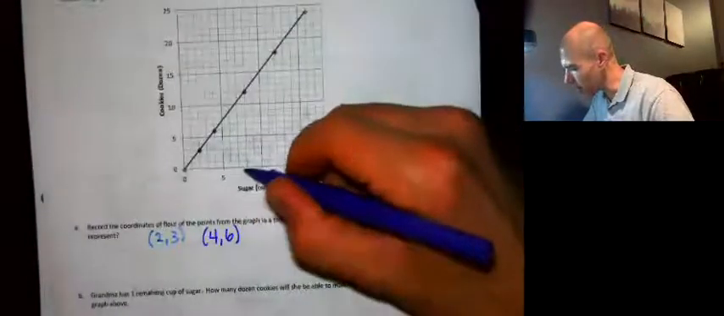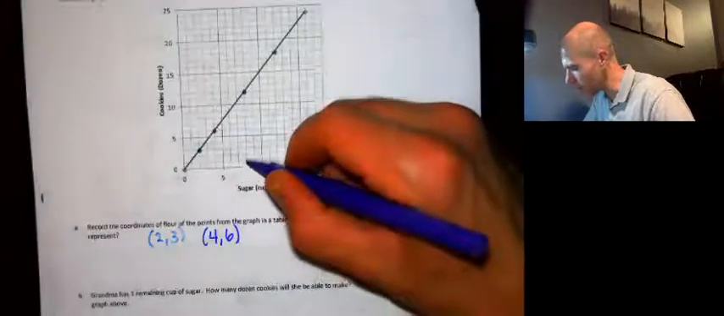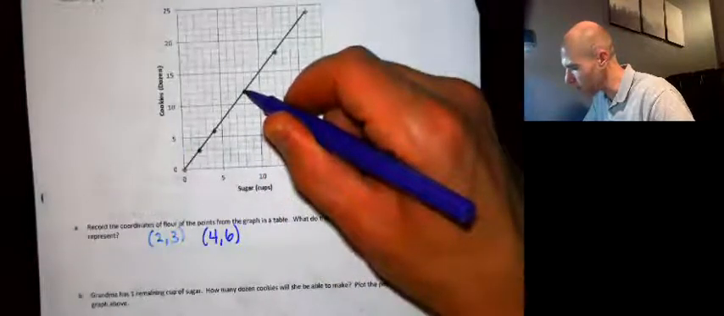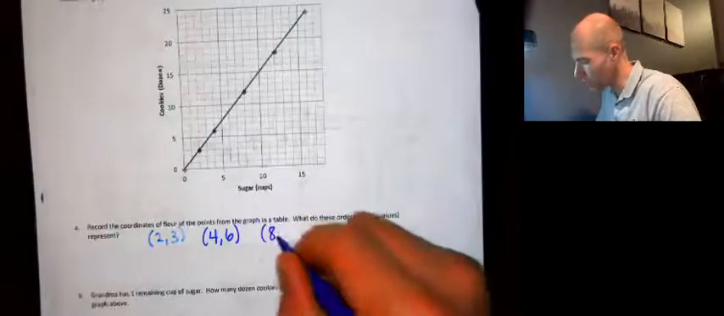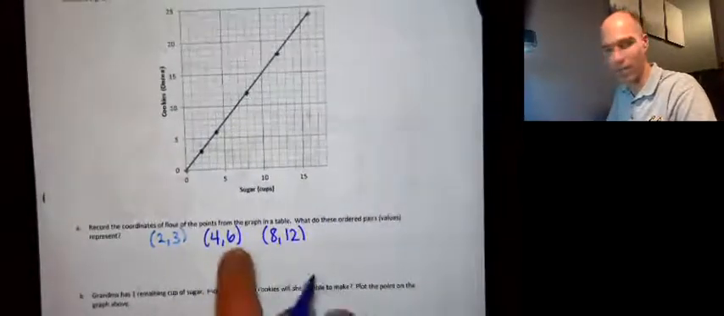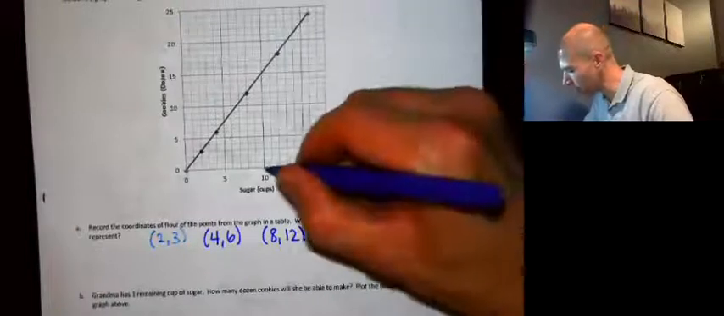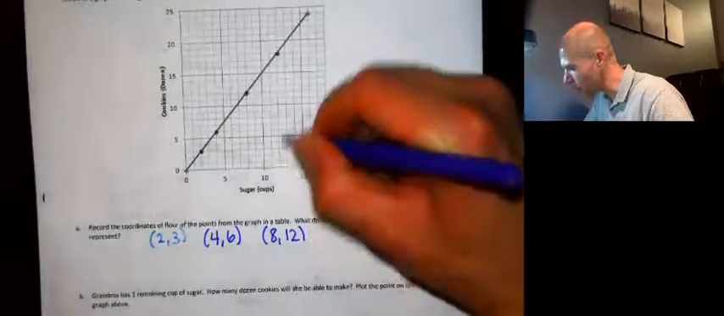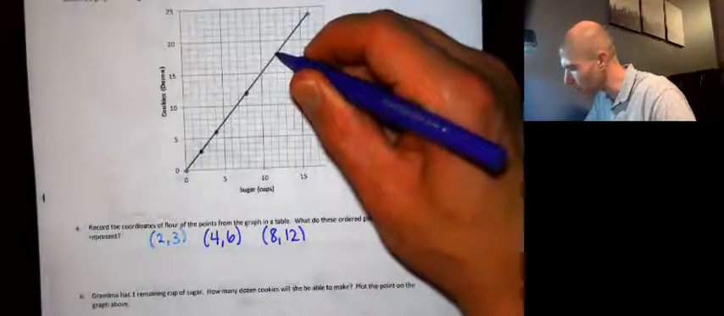Let's see here. So next we have, this looks like 8 on the x-axis and 12 on the y-axis, which is something we also expect to see, right? The 4 doubled to 8, the 6 doubled to 12. Good pattern so far. And lastly, it looks like we have 12, 18, right? Yep.